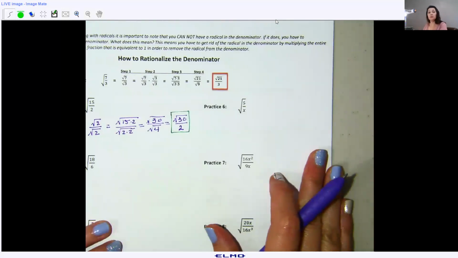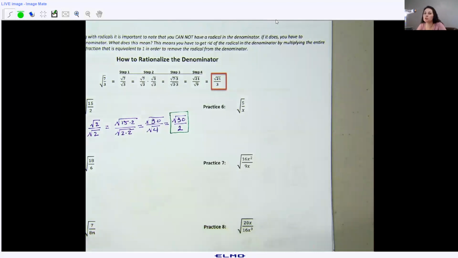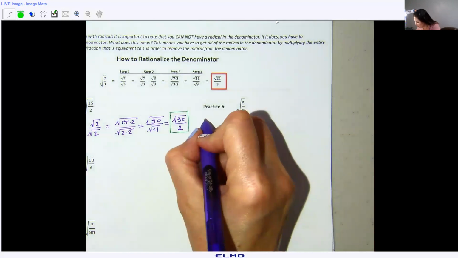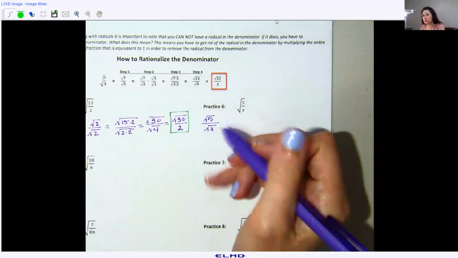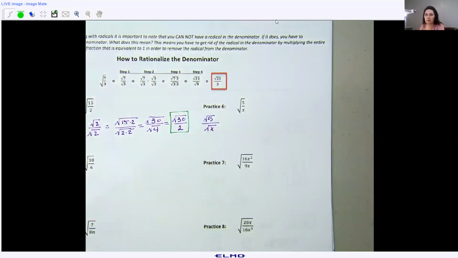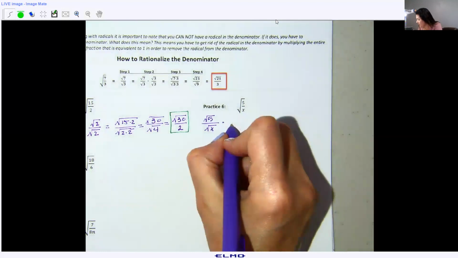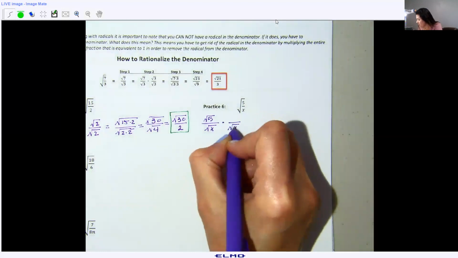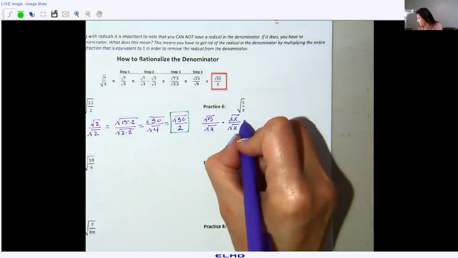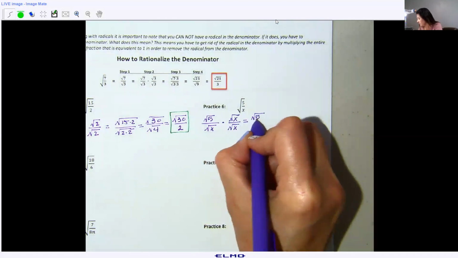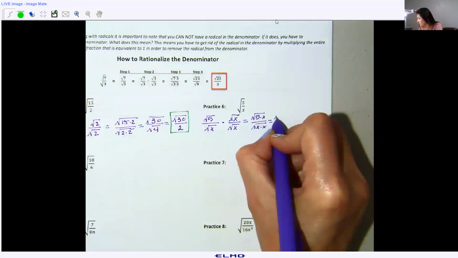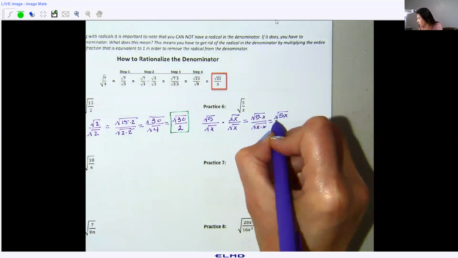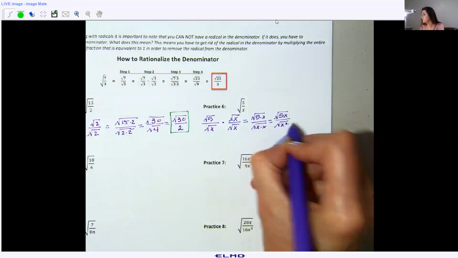Moving on to example 6, very similar, except now you have an x, but you treat it as you would any other number. So I'm going to take the square root of 5 over the square root of x, and I'm going to rationalize the denominator. I can't factor those radicals out. So I'm going to multiply them both by the square root of x. So I end up with 5 times x and the square root of x times x, which gives me the square root of 5x over the square root of x squared.